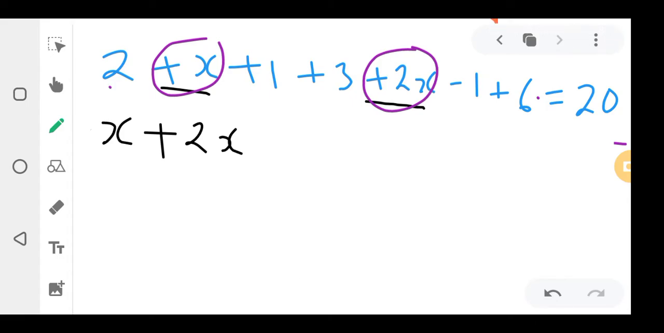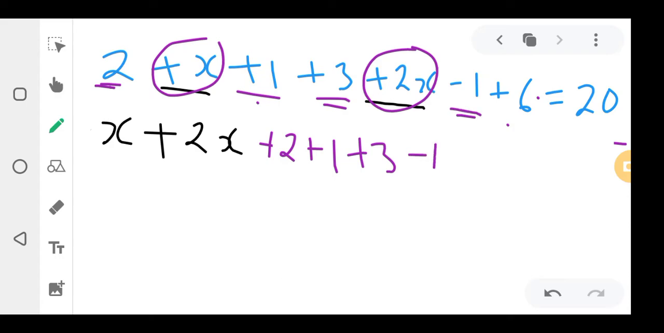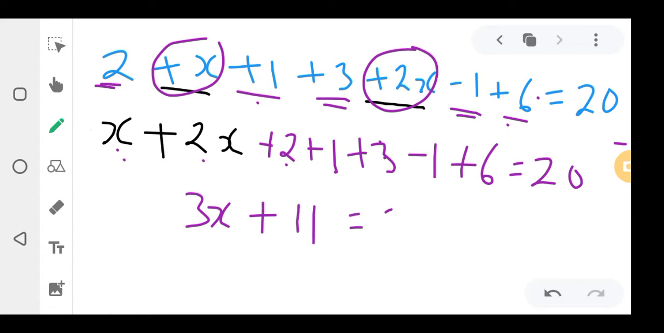So what remains is 2 plus 1 plus 3 minus 1 plus 6. So plus 2, plus 2 plus 1 plus 3 minus 1 plus 6 must be equal to 20. Okay, so the x plus this one is 3x. 2 plus 1, 3, 4, 5, 6. 6 minus 1 is 5. 5 plus 6 is 11. 11 is equal to 20.